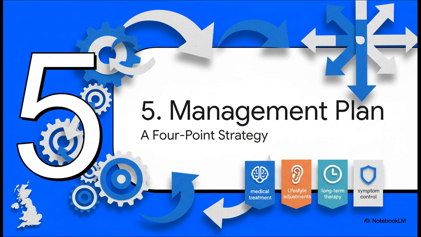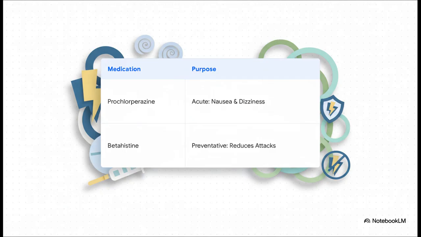Okay, let's talk management plan. You need a solid, comprehensive strategy here. We're going to break it down into 4 main points. First up, medication. There are 2 key drugs you need to explain. Prochlorperazine is what they'll take during an attack to help with the dizziness and nausea. Think of it as the rescue medication. Then there's betahistine. They'll take this one regularly to try and stop the attacks from happening in the first place.